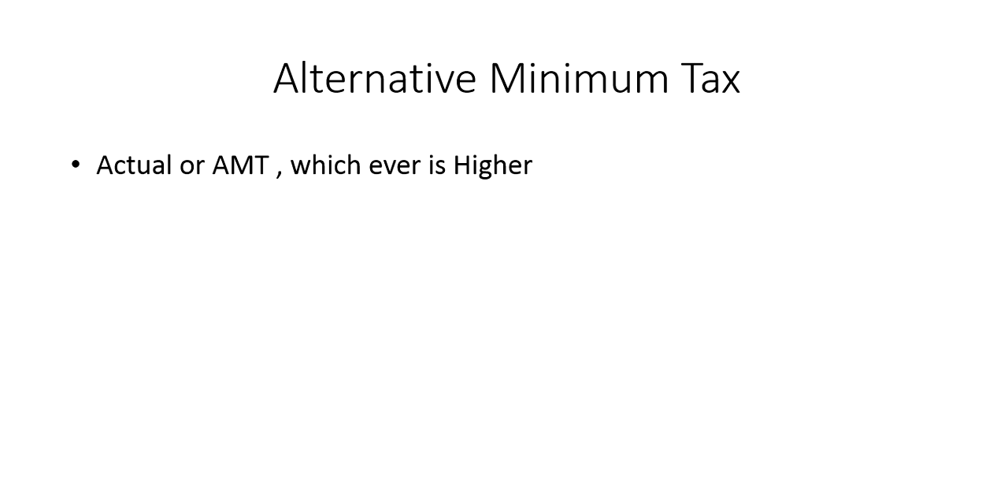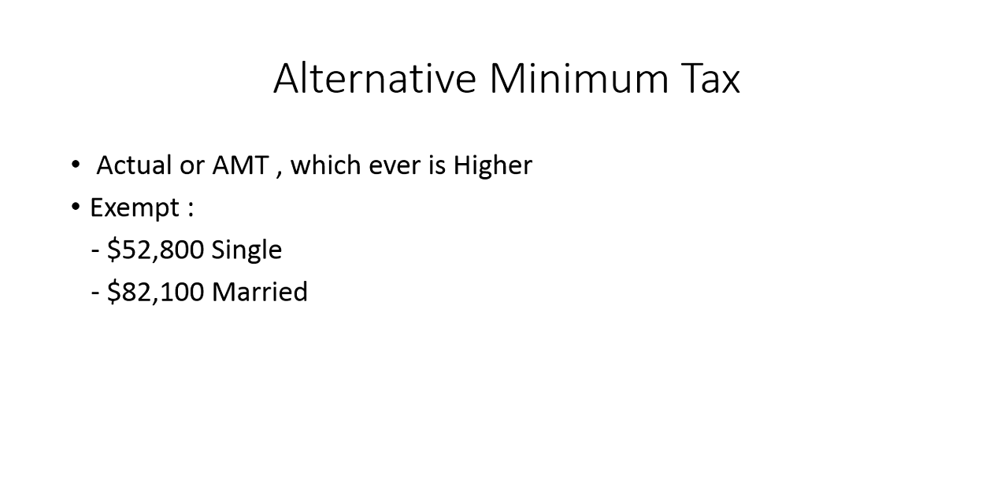Okay, alternative minimum tax. This is another rule that states that you have to pay the actual or alternative minimum tax, whichever is higher. For example, if your alternative minimum tax is $2,000 and your actual tax is $1,500, you have to pay $2,000 even though your actual tax is $1,500. So you have to pay the higher of the actual or alternative minimum tax. There are certain exemptions. For single, 52,800, and for married, 82,100. Sorry.